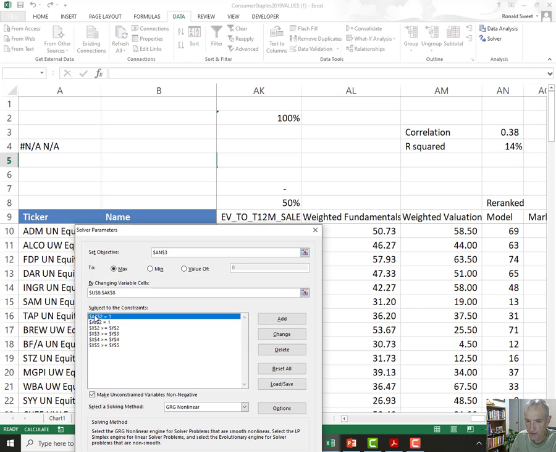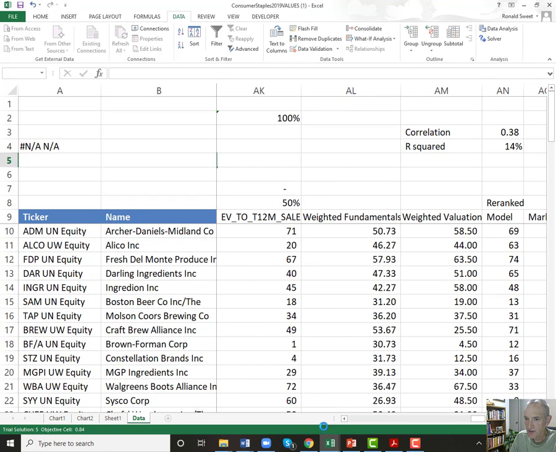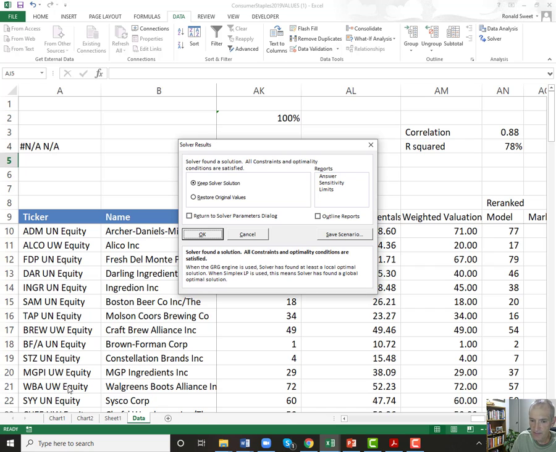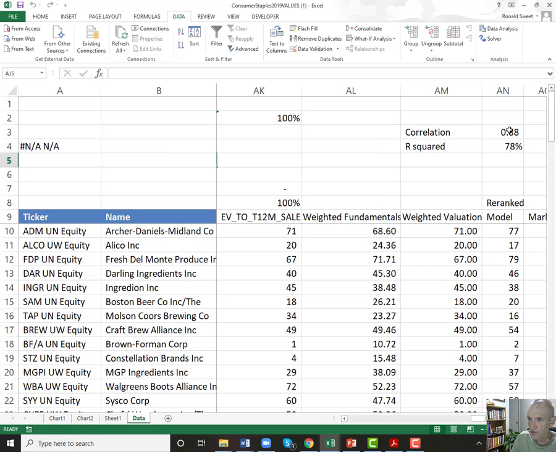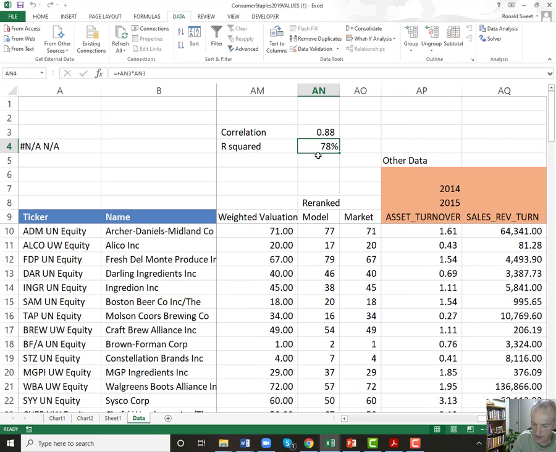Making sure that the sum of the weights equals 100%. I have 4 other constraints I'll talk about in a second, but those are my constraints. So I'm going to say, okay, run Solver, change all these allocations so that you give me the best R squared you can possibly give me. And you'll notice as it's running, the value's going up. We got up to a correlation of 0.88, which gives me an R squared of 78%.